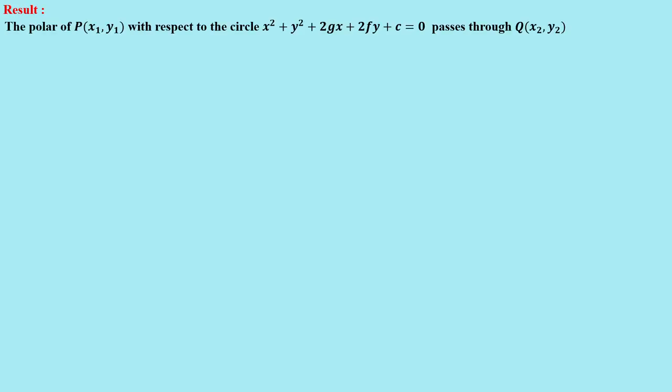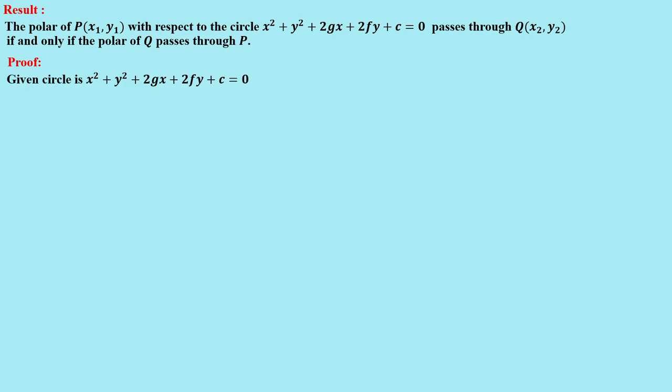Next theorem: the polar of P(x1, y1) with respect to the circle x² + y² + 2gx + 2fy + c = 0 passes through Q(x2, y2), that is another point, if and only if the polar of Q passes through P. Right? We'll see the proof.